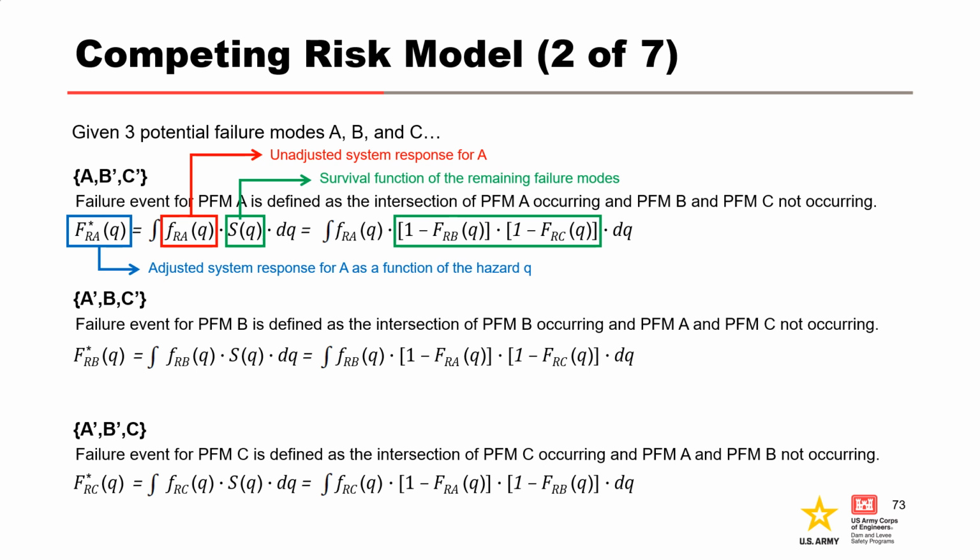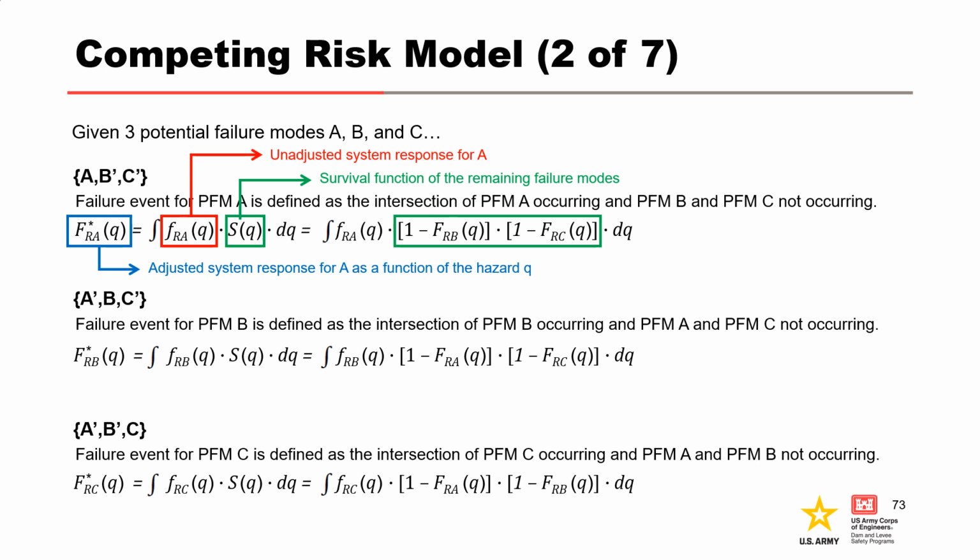The adjusted system response A from the competing risk model is equal to the integral of the system response for A multiplied by the survival function for the remaining failure modes with respect to the hazard. The survival function will be the product of the system response complements of the other failure modes. In this example, for A but not B or C, the survival function will be 1 minus the system response of failure mode B multiplied by 1 minus failure mode C.